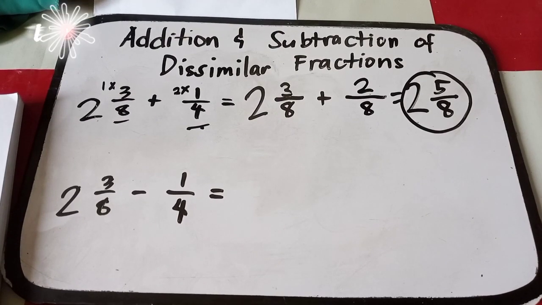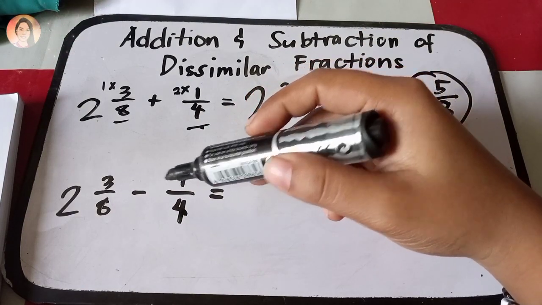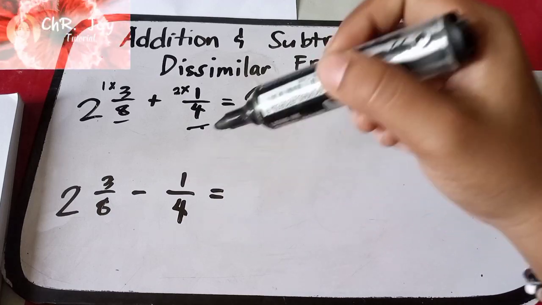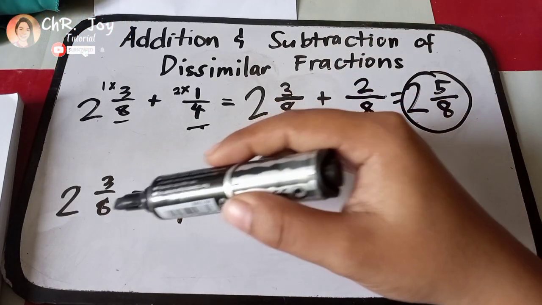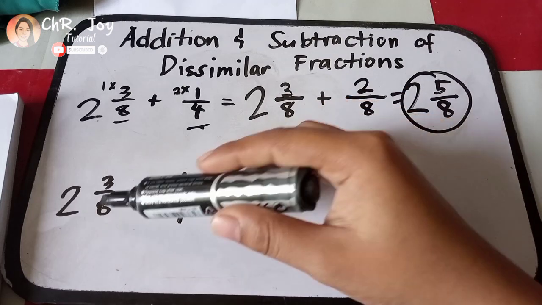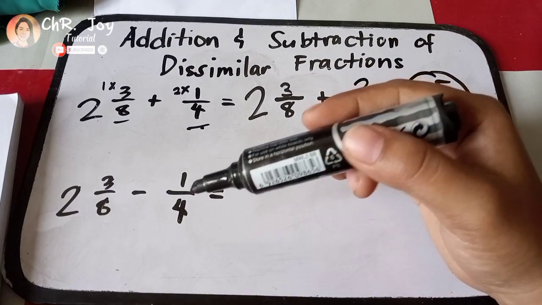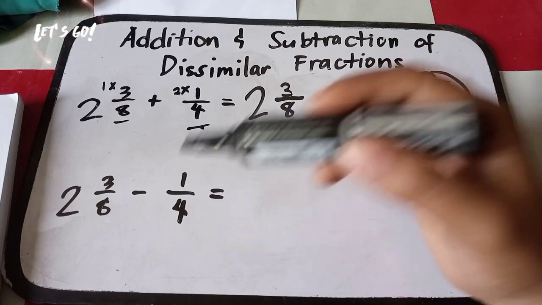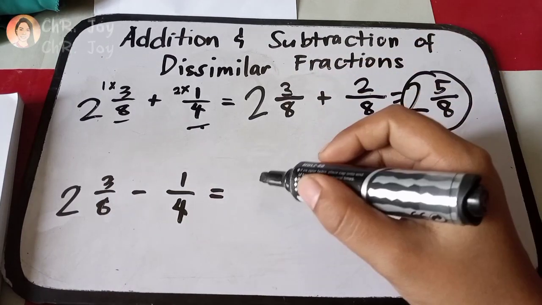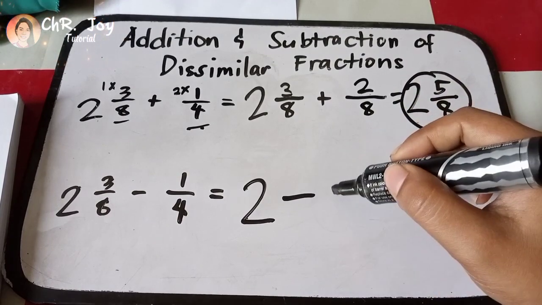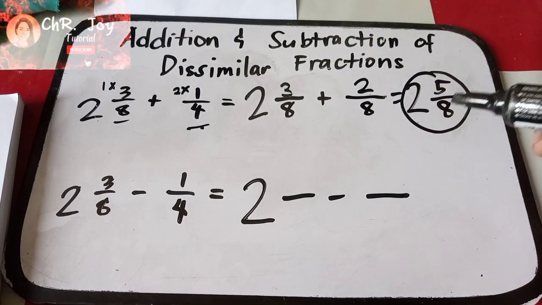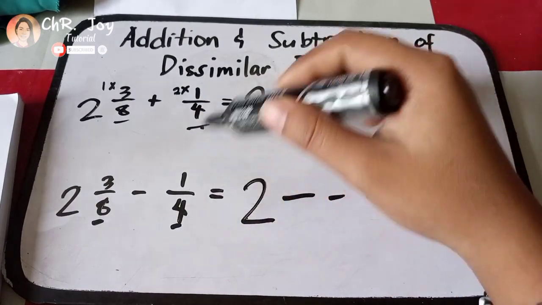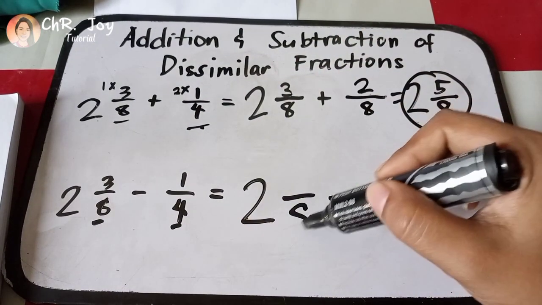Now, for this subtraction, to subtract these dissimilar fractions, let us follow these steps. Step 1, we're going to rename the fractions as similar fractions. Paano natin gagawin similar fractions? So now, let us find the LCD of 8 and 4. Gaya kanina, ang LCD nila is 8.